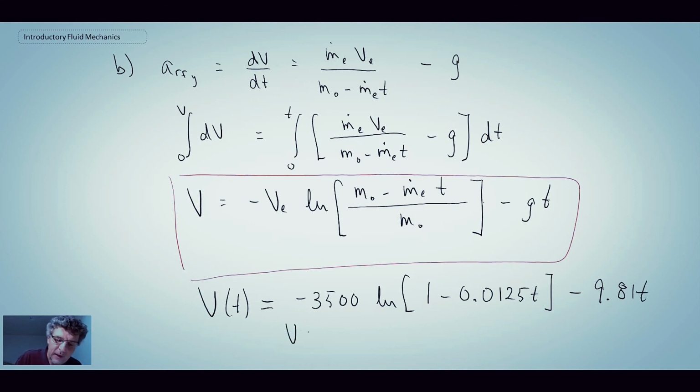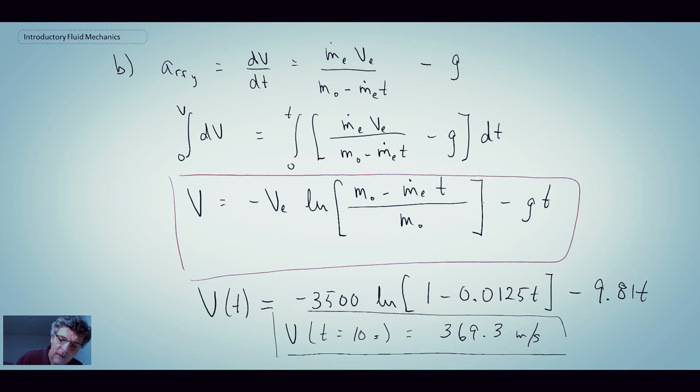We can do calculations at different times. So let's say velocity at 10 seconds. We would get 369.3 meters per second. So, assuming that the speed of sound, the square root of gamma RT, is approximately 340 meters per second, within 10 seconds we would have exceeded the speed of sound, and so at that point, the rocket would be going supersonic. And then it would continue to accelerate.